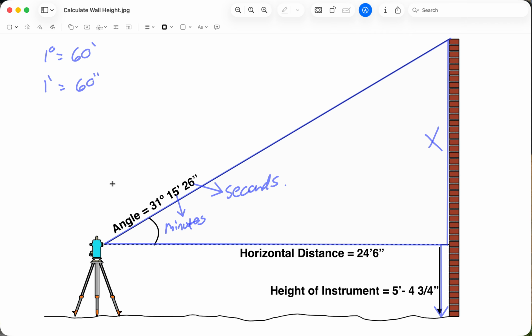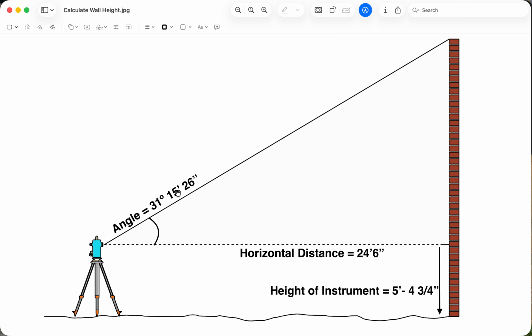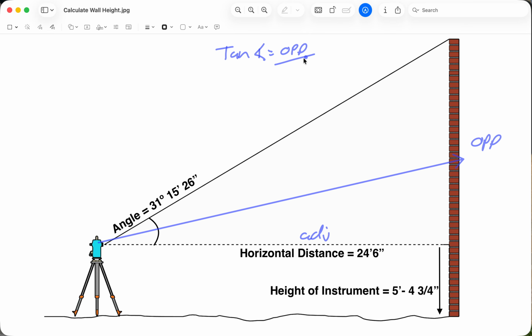It really isn't complicated, but it's kind of like converting inches and feet back and forth. So let's have a look. From the perspective of the theodolite, we are going to be working with our opposite side and our adjacent side. Because we're using opposite over adjacent, the formula we're going to use is tangent. So tan of our angle is equal to opposite over adjacent.